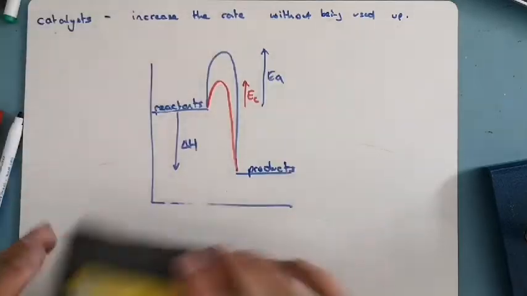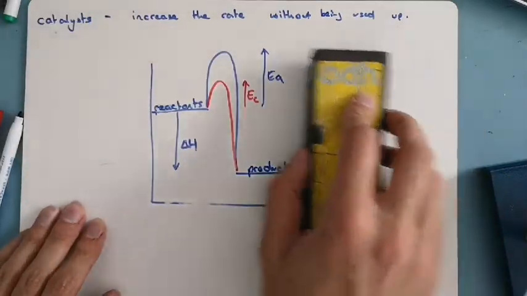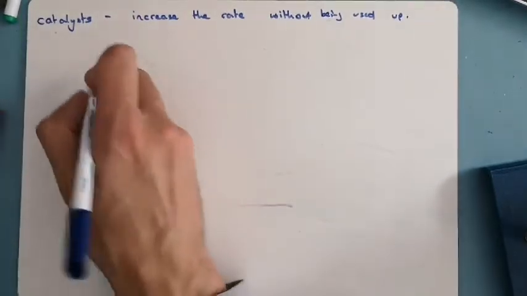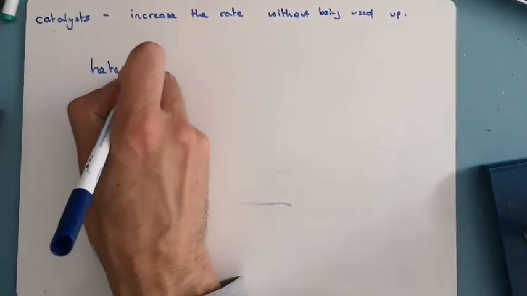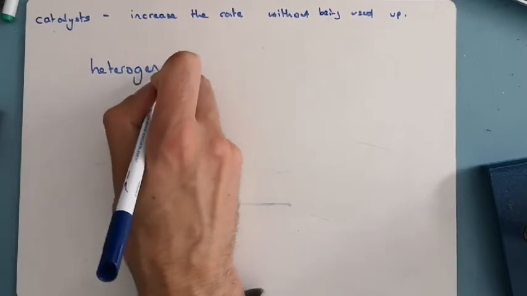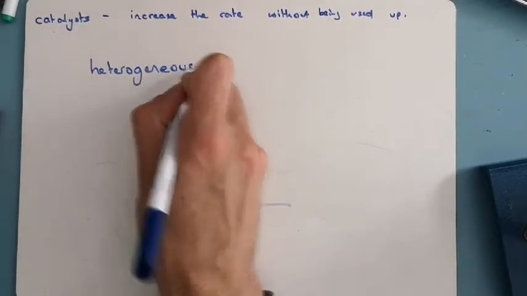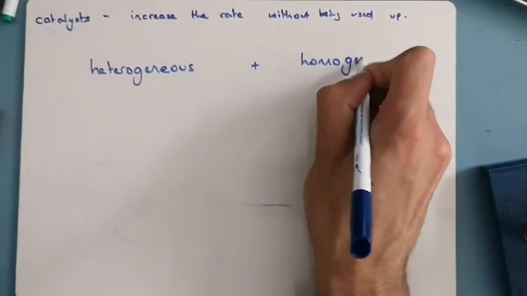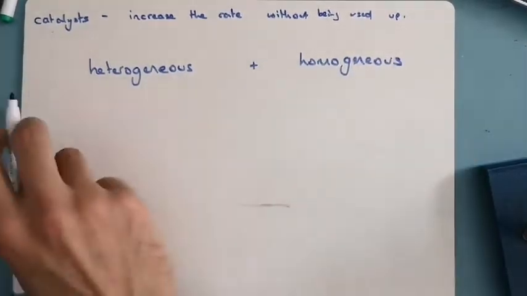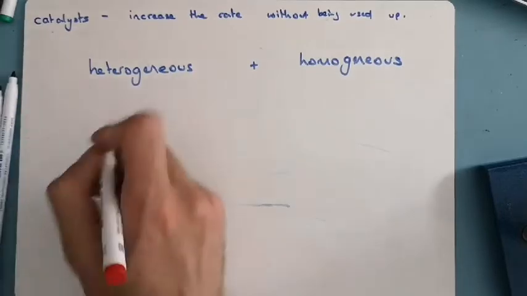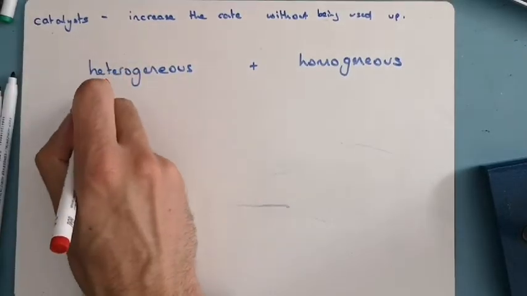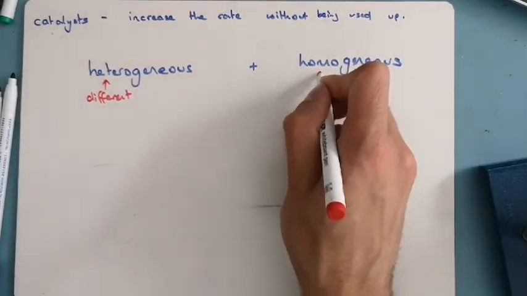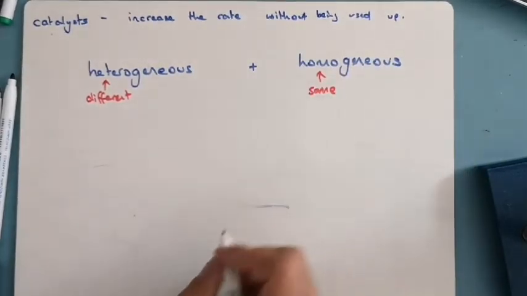Next up, we've then got heterogeneous catalysts and homogeneous. Big test if I can spell these right. Heterogeneous and homogeneous. So hetero is just different, homo the same. The easy way to remember this.